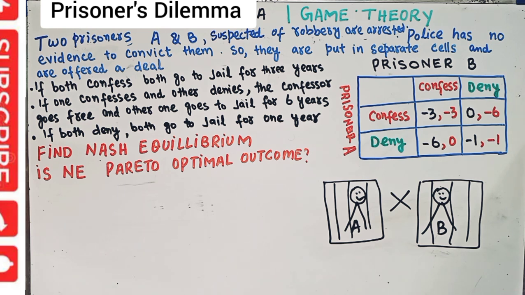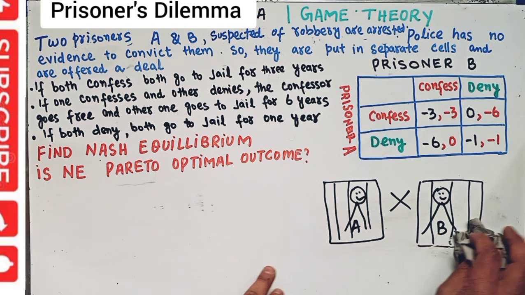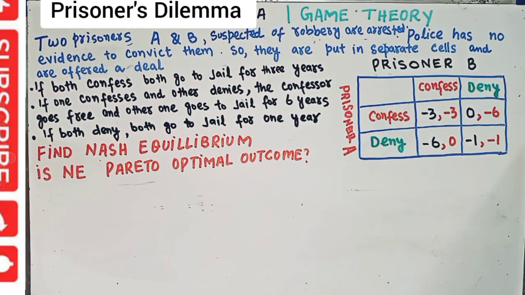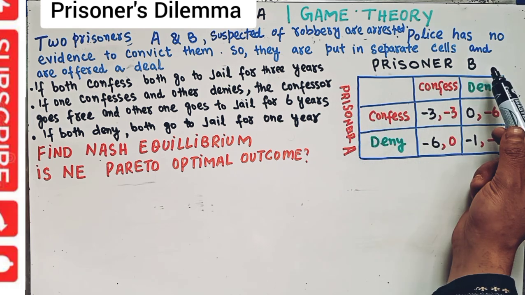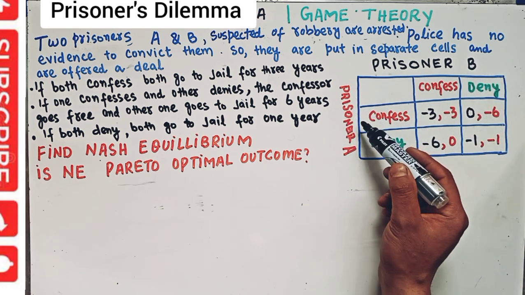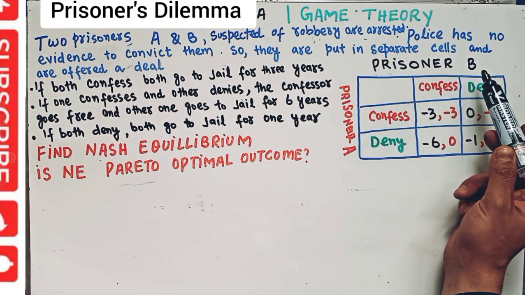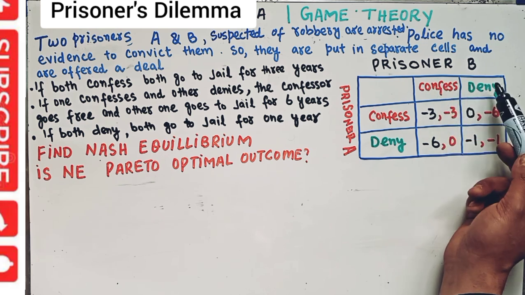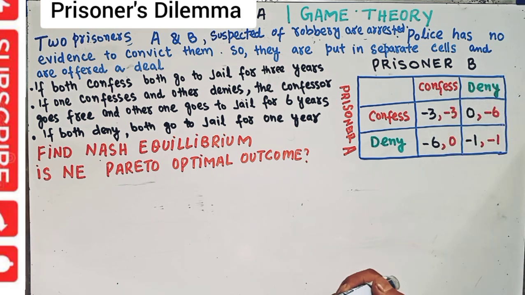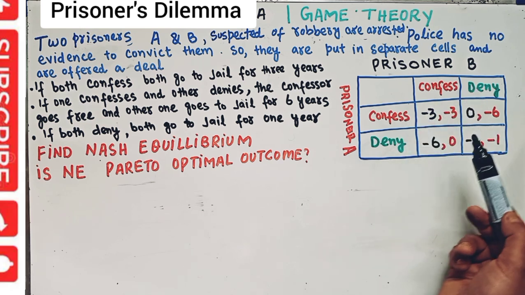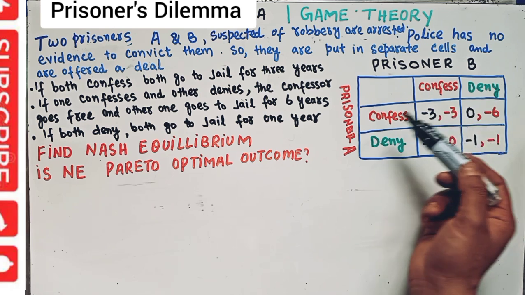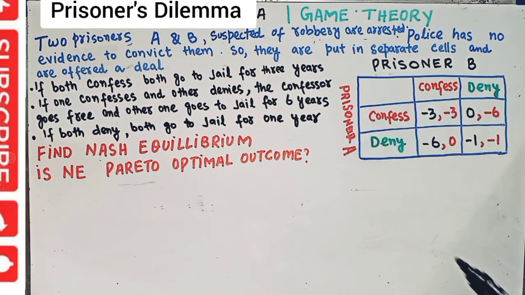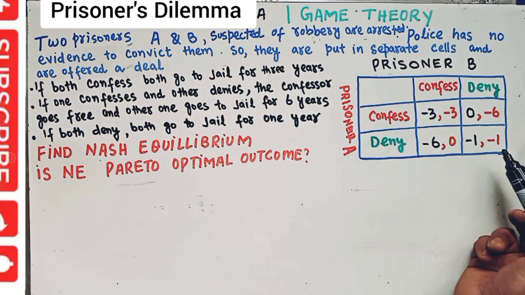We are supposed to find out the Nash equilibrium in this case, and whether the Nash equilibrium is a Pareto optimal outcome or not. So when we write it into the matrix, we have prisoner A and prisoner B. Prisoner A has two strategies, either to confess or deny, and the same is true for prisoner B. If I put this into this matrix, the black numbers denote the payoff for prisoner A, and the red numbers denote the payoff for prisoner B.